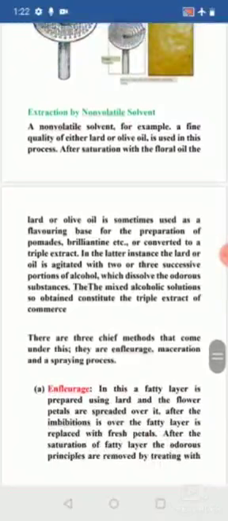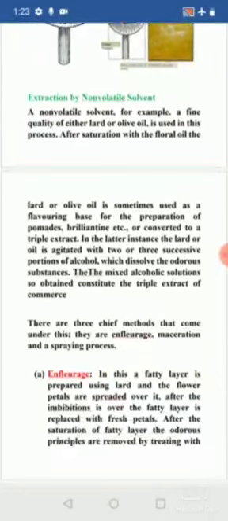Here you are going to use the lard oil or the fatty base, which has been used in the preparation of the soaps, the pomade and all. You are going to put a flavor to that lard by using the flower petals. Like the lard oil, the olive oil, you are going to use as a flavoring base for the preparation of the pomades, or they can be converted into triple extract. So either they are used as a base or you can extract the volatile oil from that also.